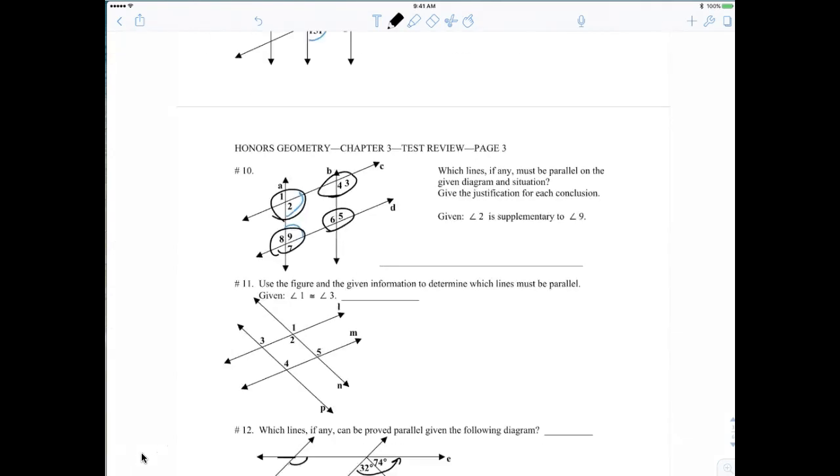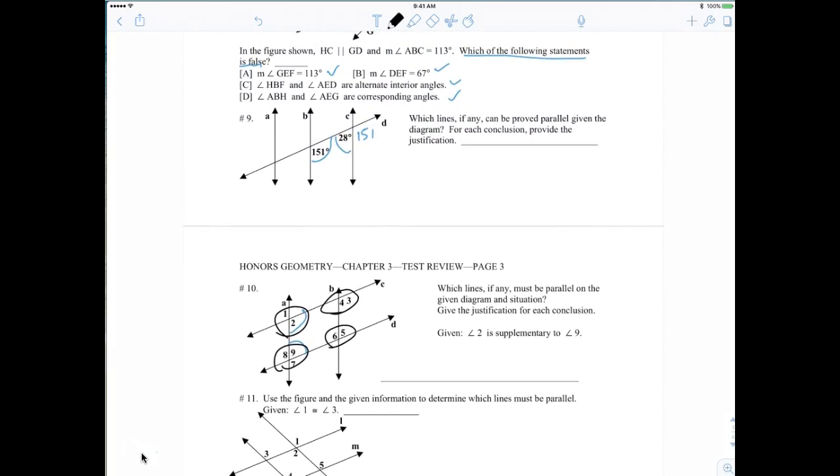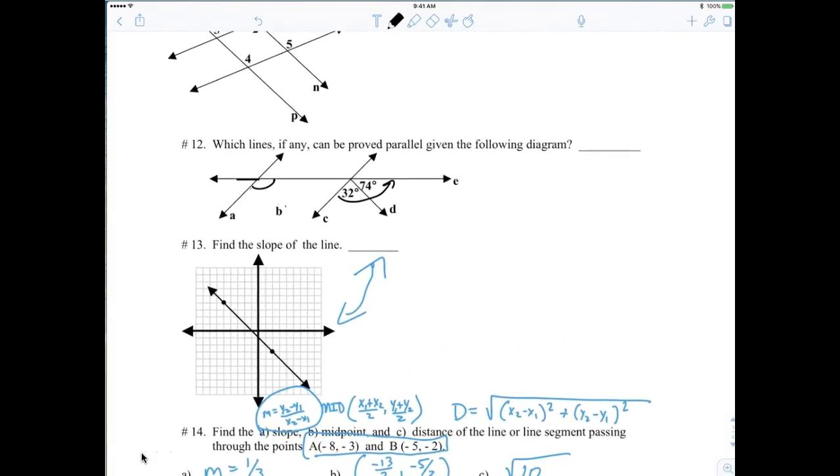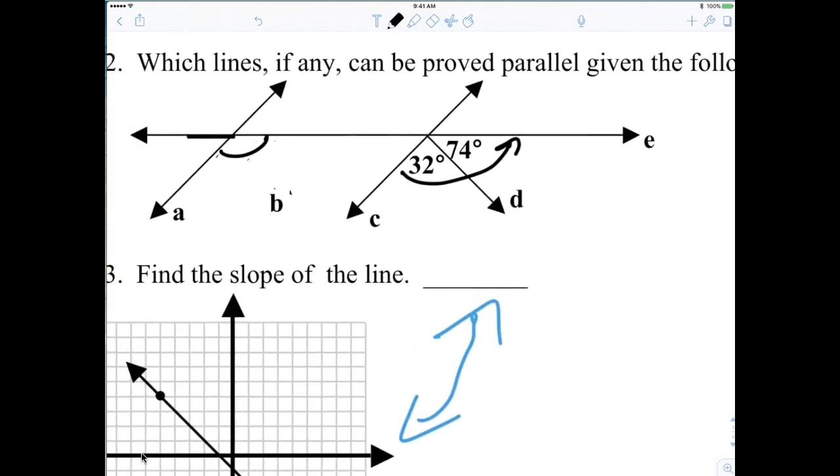So when we were on number 12, I totally get that. B and D aren't parallel because 74 and 72 are not equal. Exactly. But why is it that C can use its angle? Okay, so let me just go ahead. All right. My question is.